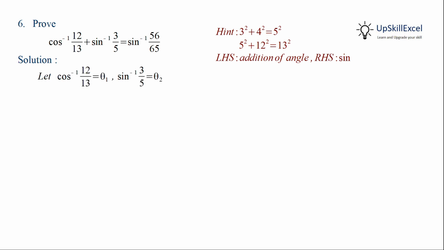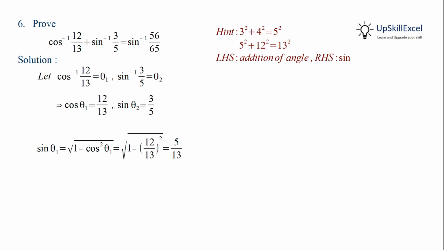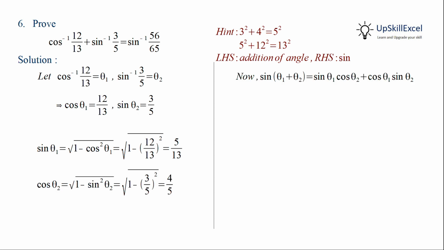We'll start with our assumption that cos inverse 12 by 13 is equal to theta 1 and sin inverse 3 by 5 is equal to theta 2. Now we can find out sine of theta 1 and cos of theta 2. Now sin of theta 1 plus theta 2 is equal to sin theta 1 cos theta 2 plus cos theta 1 sin theta 2. Substituting the values, we get 56 by 65.